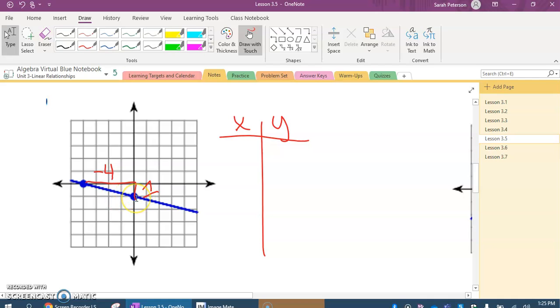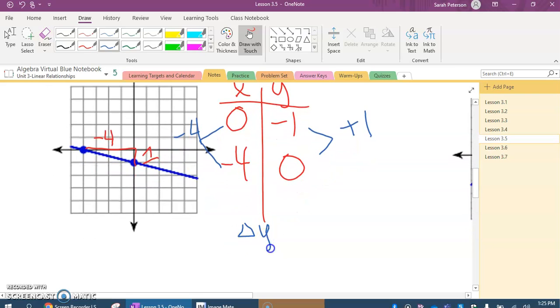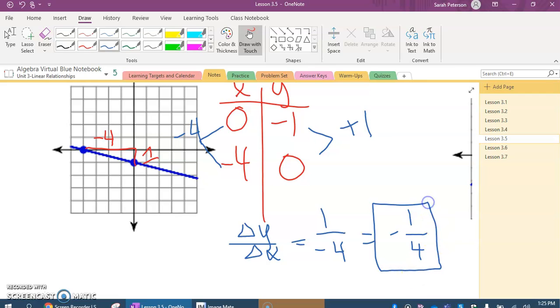So this point right here is (0, -1). And then this other point right here is -1, 2, 3, 4. This one is (-4, 0). So if I find my change in y, I'm actually going up 1. From -1 to 0 is up 1. And then on this side, I'm subtracting 4. So my change in y divided by my change in x is 1 over -4. And I'm going to ask you to leave slope as a fraction, so it's -1/4. And my slope for this is -1/4, which means I'm rising -1 and running 4 if we're looking at it in those terms.